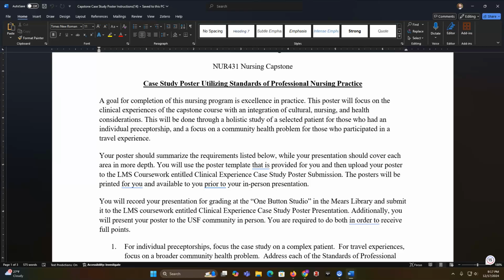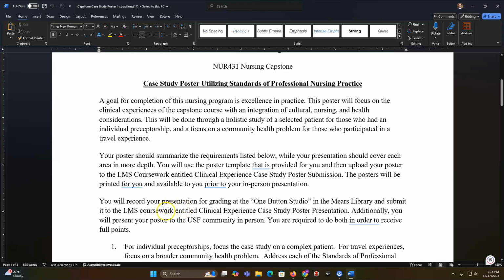Your presentation can be recorded. You can use this one-button recording studio in the Mirrors Library if you want to, but you do not have to for this one. You could use it in a variety of different settings. You could do a YouTube video of it, or an audio recording, something like that. So your recorded presentation can be done in a variety of different modalities, and that will be up to your discretion.